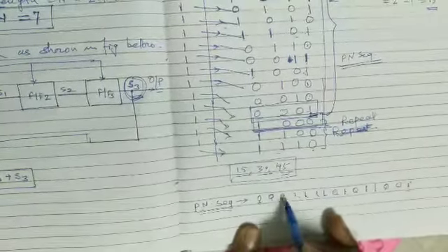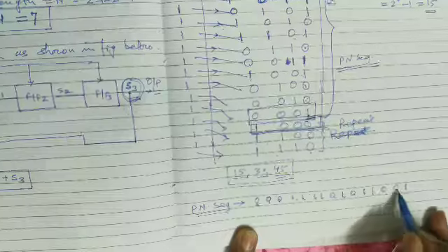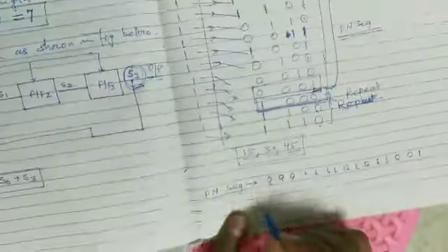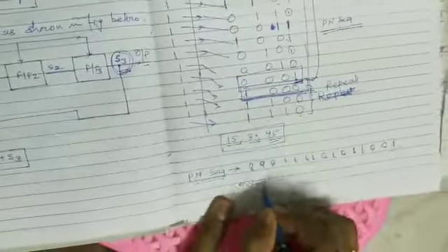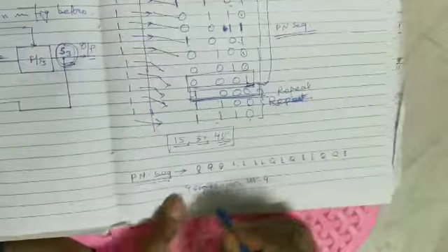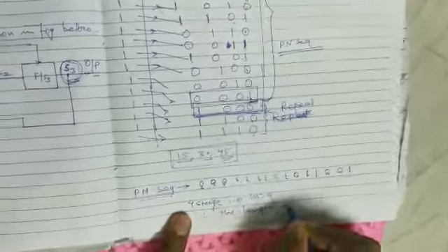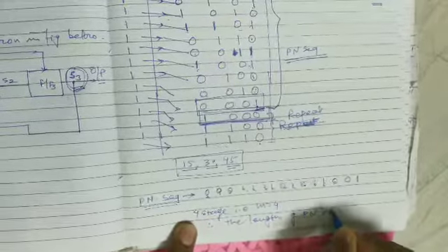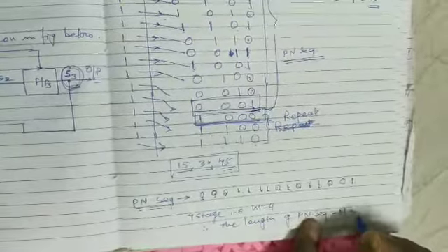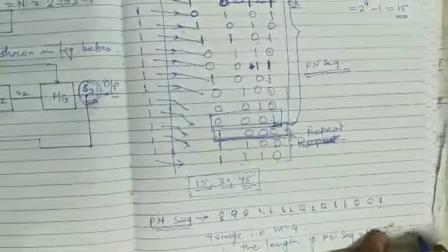If we count the number of elements here, there are a total of 15 elements: 1 2 3 4 5 6 7 8 9 10 11 12 13 14 and 15. We know there are 4 stages, that is, the value of m is equal to 4, and therefore the length of the PN sequence, given by capital N, is equal to 2 to the power m minus 1, which is equal to 15.